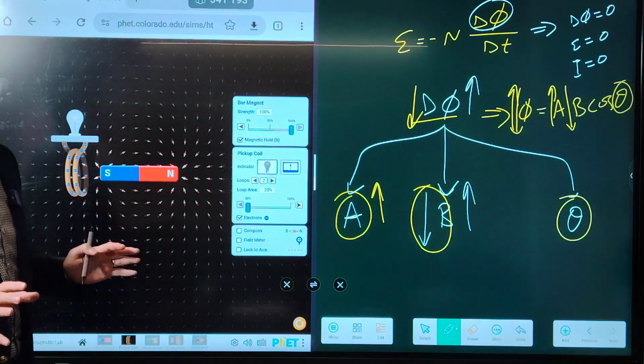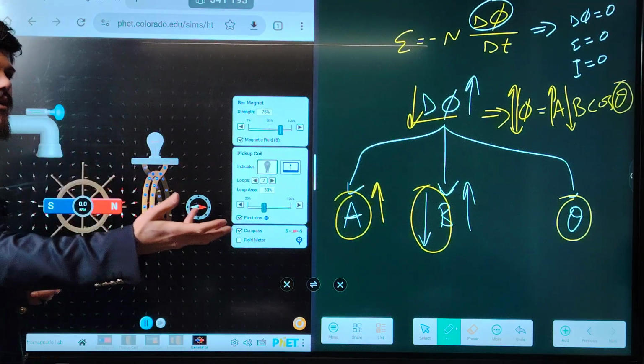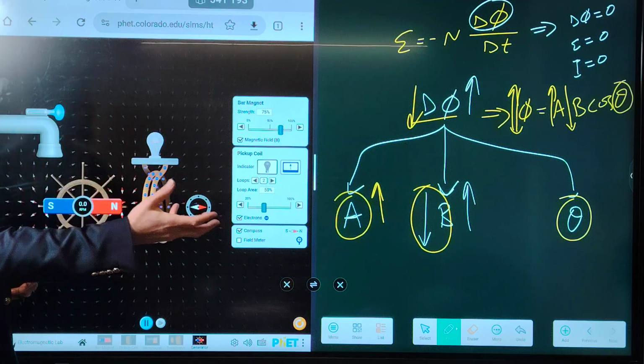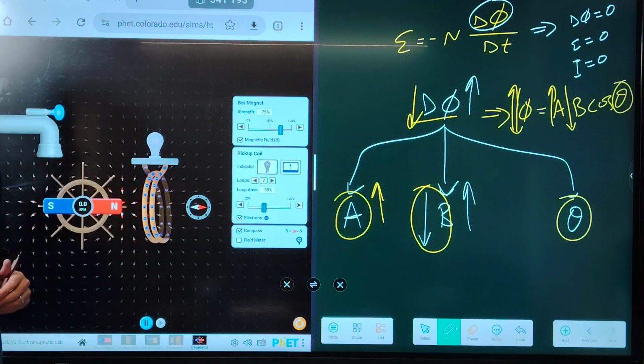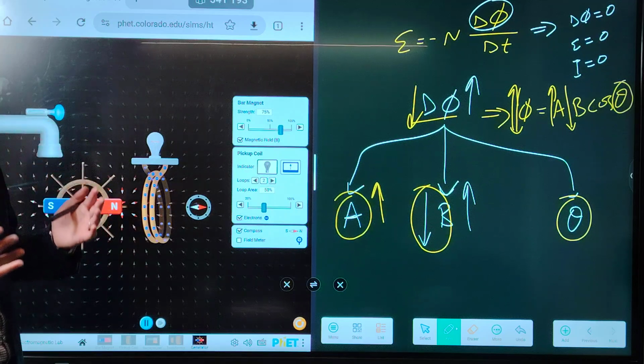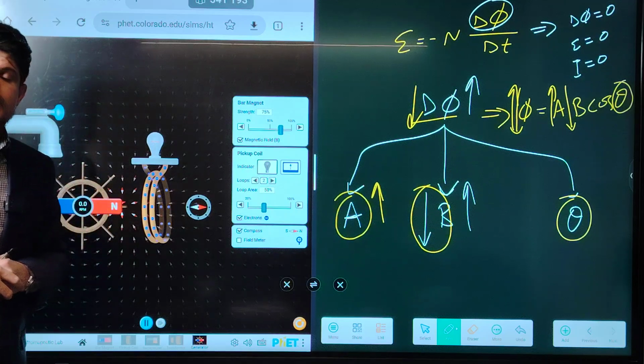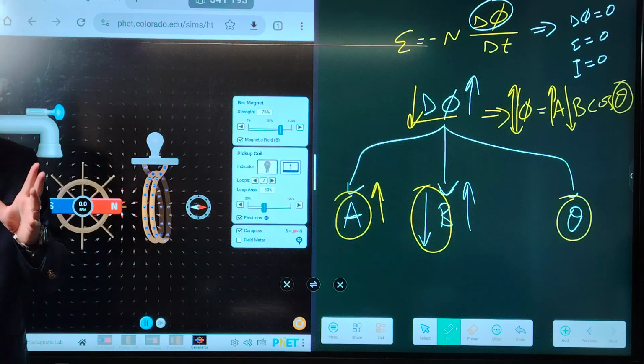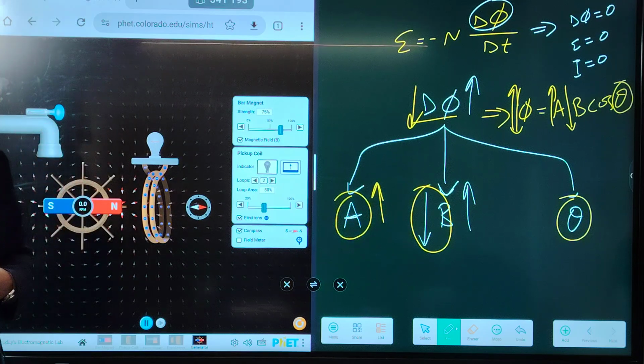Without moving the magnet, approaching the coil or moving away from the coil, or without changing the area, without changing the magnetic field, how can we induce the current? By changing the orientation between the magnetic field and the circular loop.